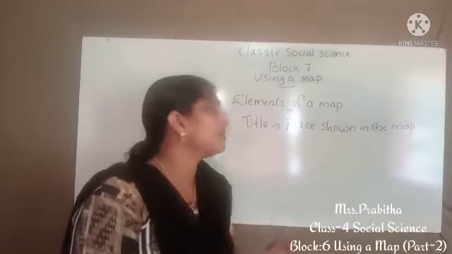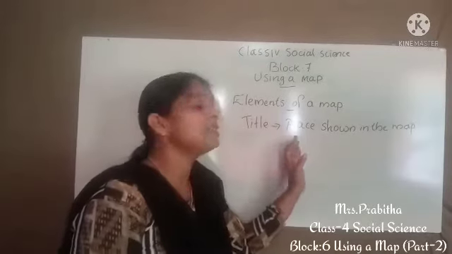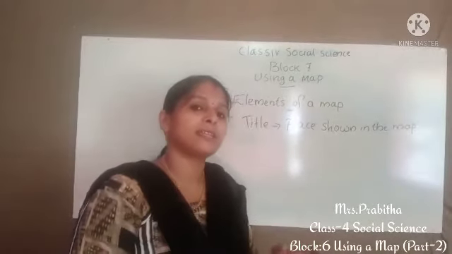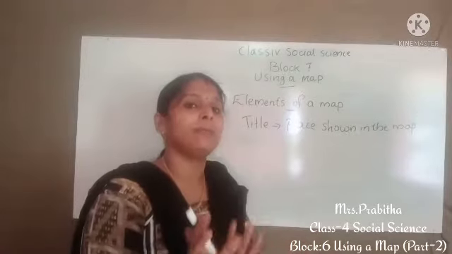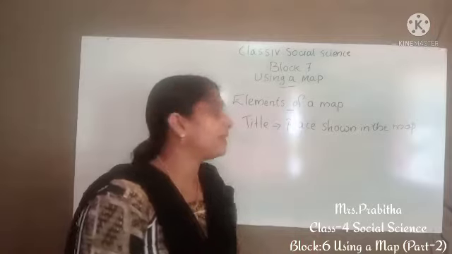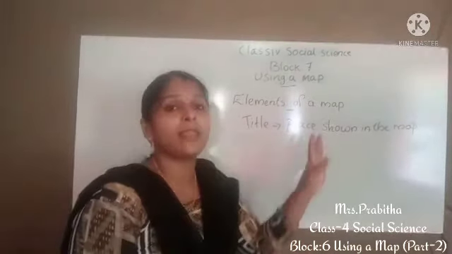The title tells us the place shown in the map. So if it is a Kerala map, we can easily understand by looking at the title. The title will be the Kerala political map or Kerala physical map, like that. So it is the most important element of a map.